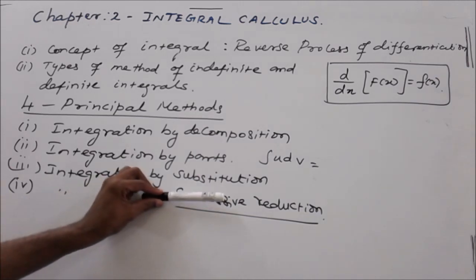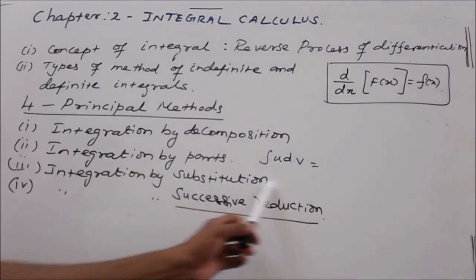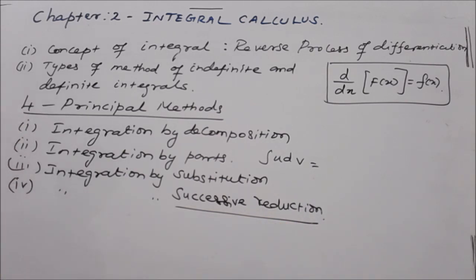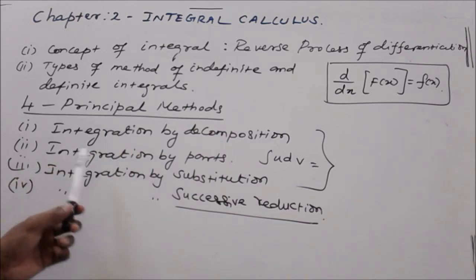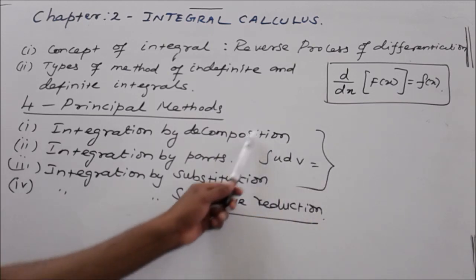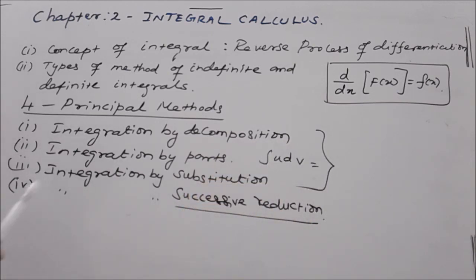The fourth case is not for us; it will be discussed in higher classes. So we are focusing here only on these three types of cases. One is integration by decomposition, where a given function is split into two or more functions and then integrated. Integration by parts has a specific method using integral UdV. And integration by substitution, where we substitute an equivalent trigonometry formula, or substitute a variable for a function or a variable for a variable. Those types of integration are applied here.